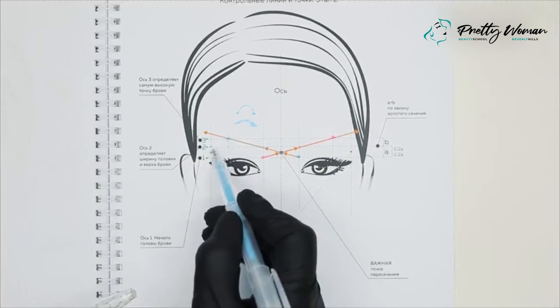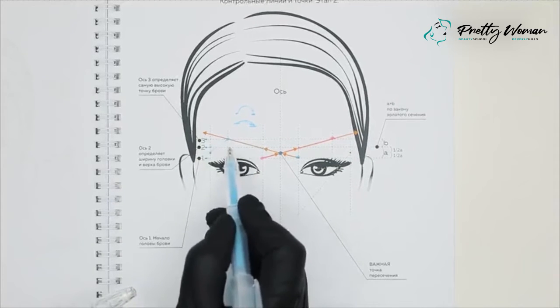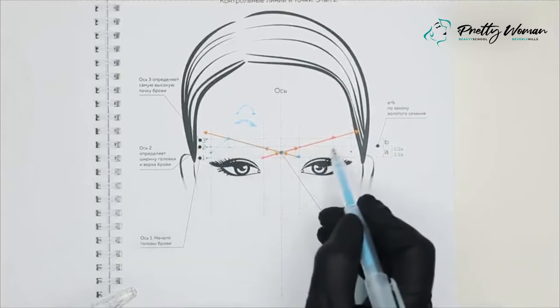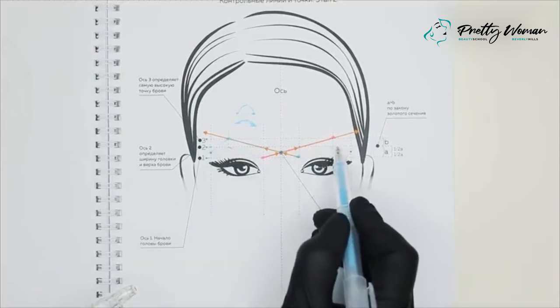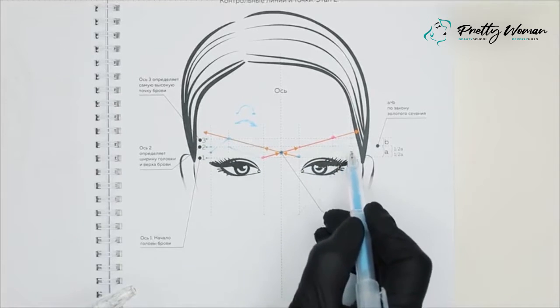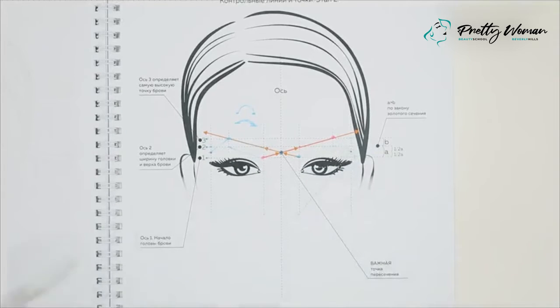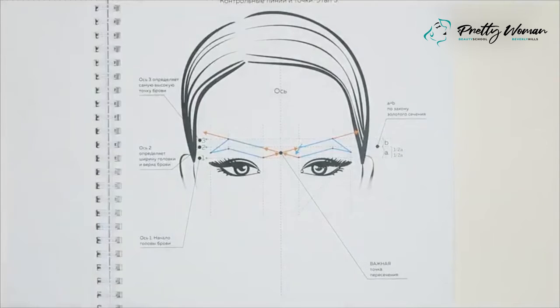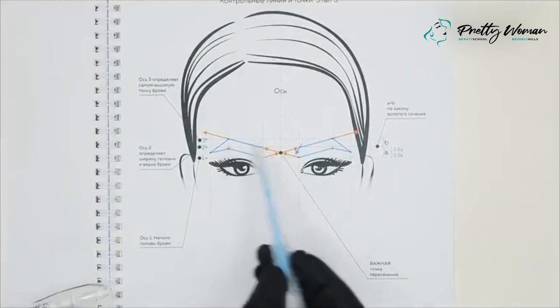So we join. Look, and we have absolutely symmetrically built eyebrows. Like this. Right, look how it is on the picture.